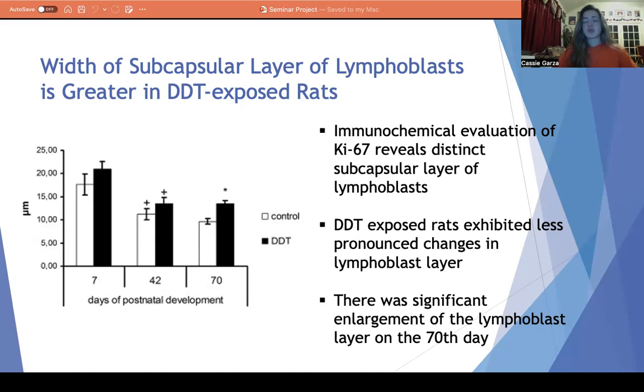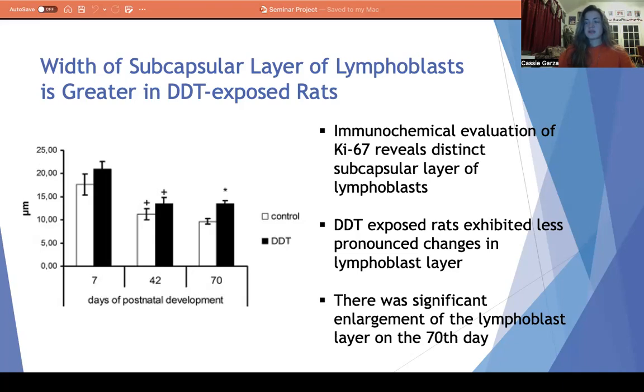As mentioned, a greater width of the subcapsular layer does mean more lymphoblasts. Lymphoblasts, as we discussed, are the new cells. They're the ones that are replicating. They're underdeveloped and haven't undergone differentiation, so they're not going to have all of the lectin receptors. They may not all be developed, and this can lead to the diminished responses that we're going to see to lectins later.